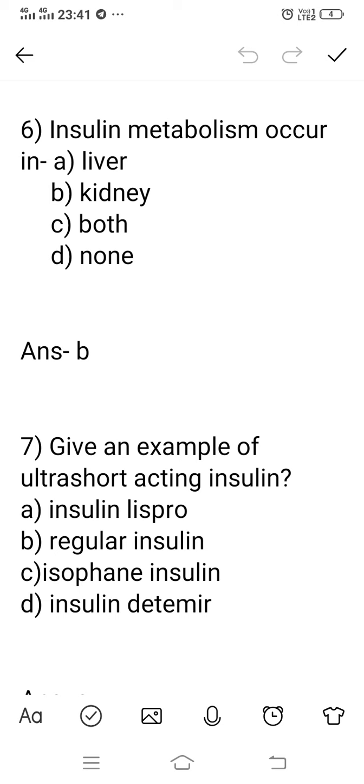Okay, but the problem is that in the liver, hepatic insulinase enzymes are present. This enzyme inactivates 60% of insulin. So the kidney is the best source for the metabolism of insulin. So the right answer is option B, kidney.